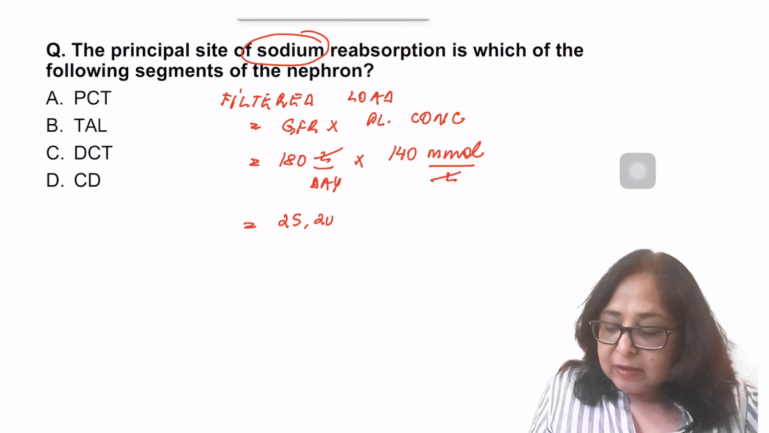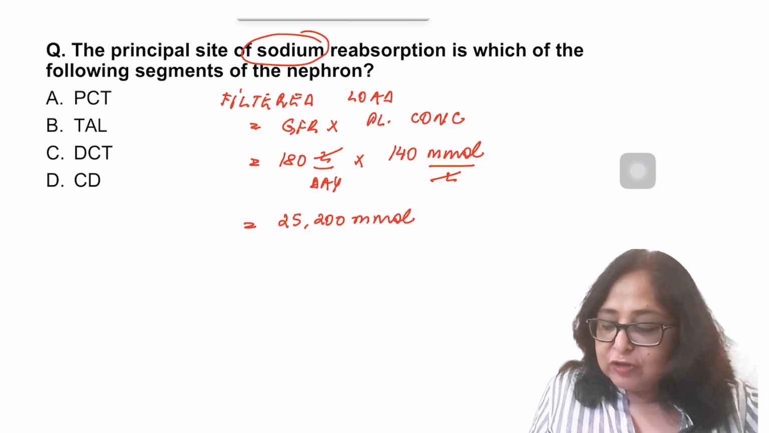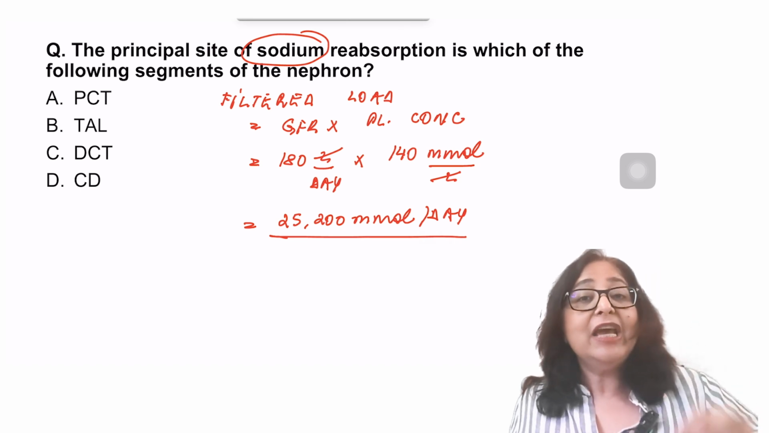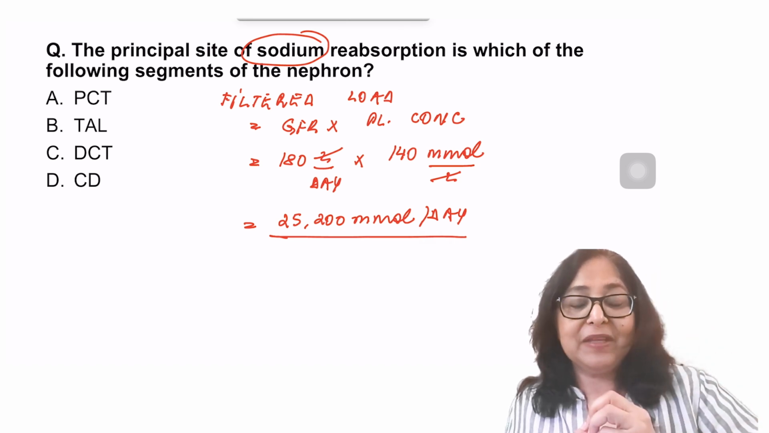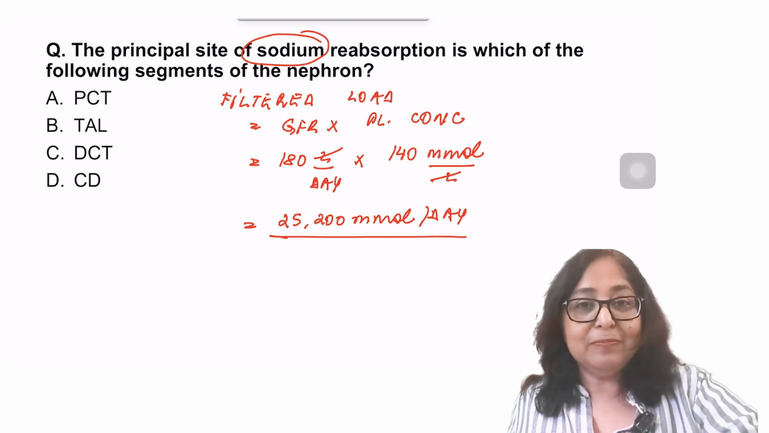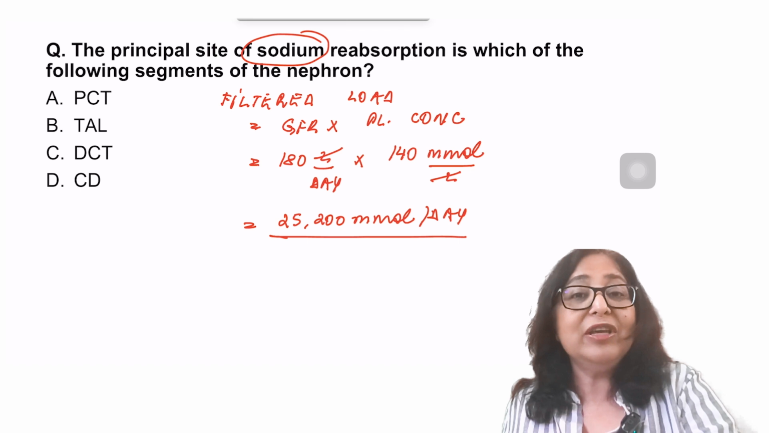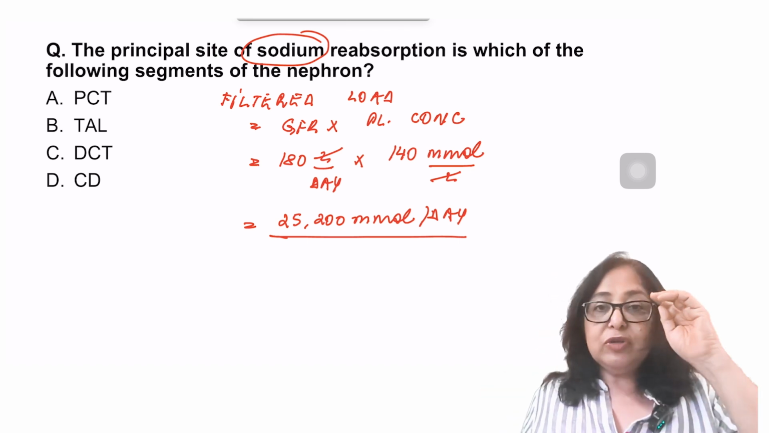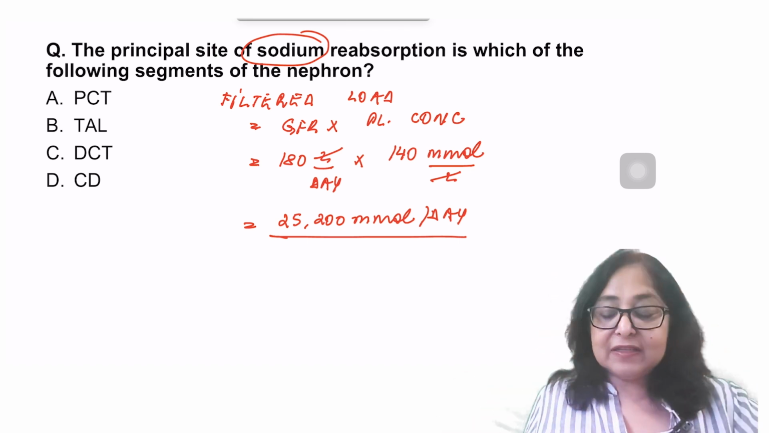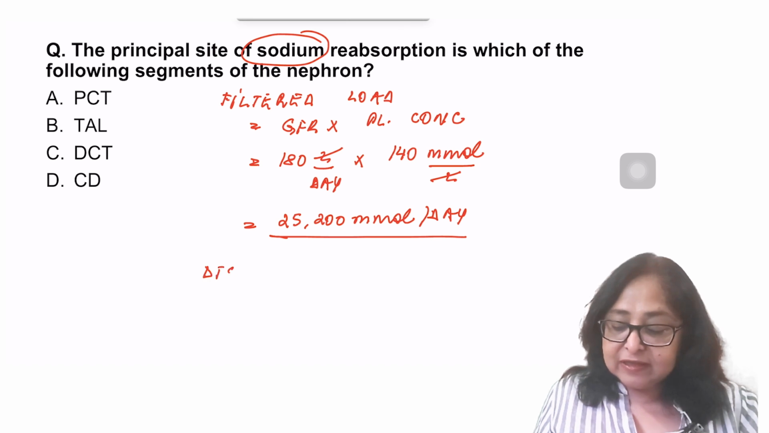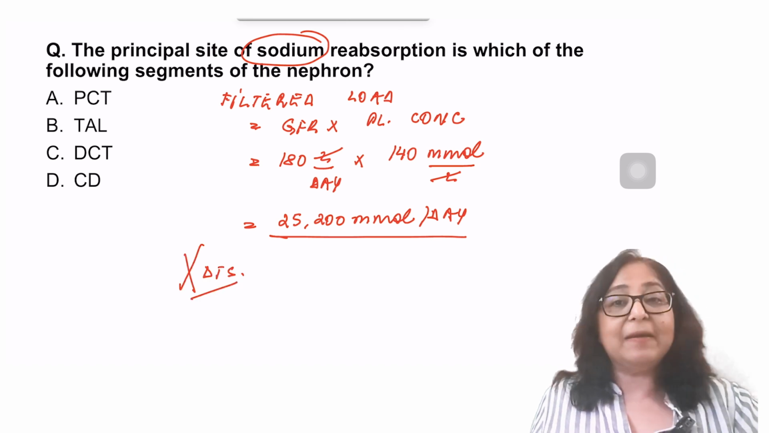If I solve this, this is almost 25,200 millimoles of sodium, which is going to be filtered by the two kidneys every day, which is a huge amount of sodium. This sodium has to be reabsorbed. We cannot afford to lose so much sodium. We need to reabsorb this. So sodium is going to be reabsorbed in all parts of the nephron except the descending thin segment.